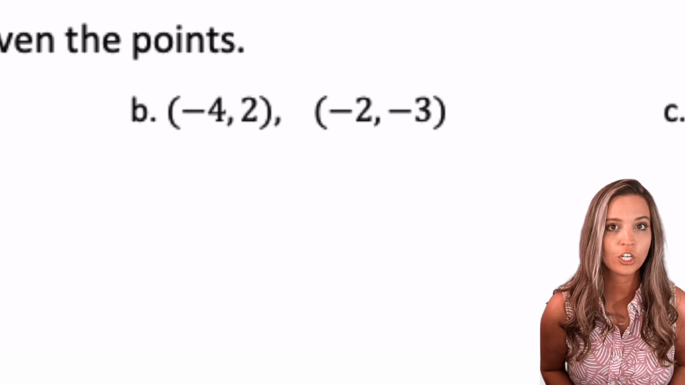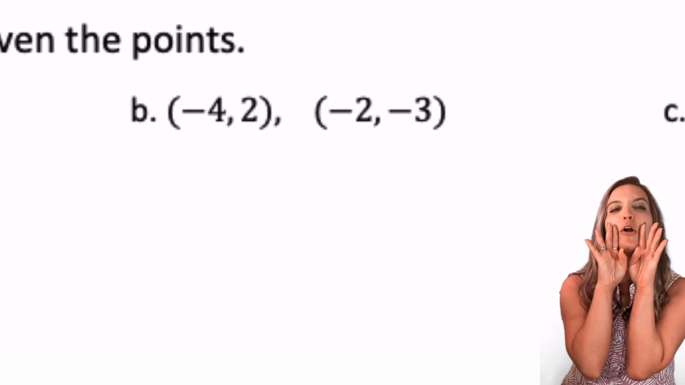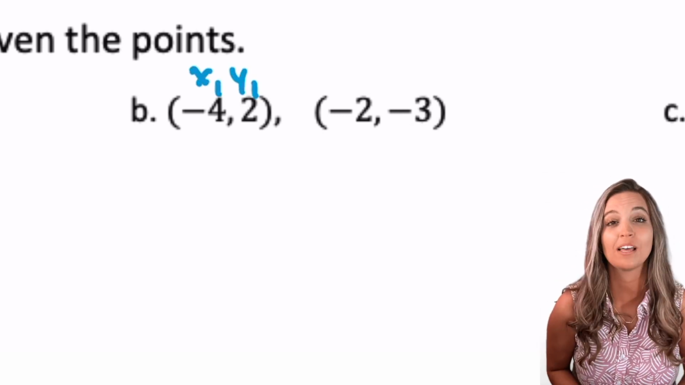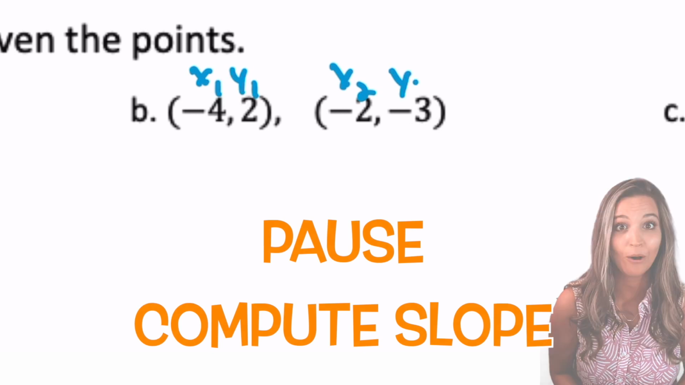What's the first thing you're going to do? Label your points. Go label your points and plug into your slope formula right now.